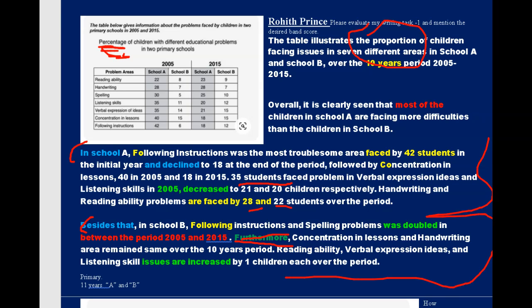Model answer. Let's just look at the overview. Overall, School B had a lower rate of children experiencing problems than did School A. However, while the students at A showed marked improvement in most of the problem areas, there was no improvement at School B. There really wasn't. Short and sweet.